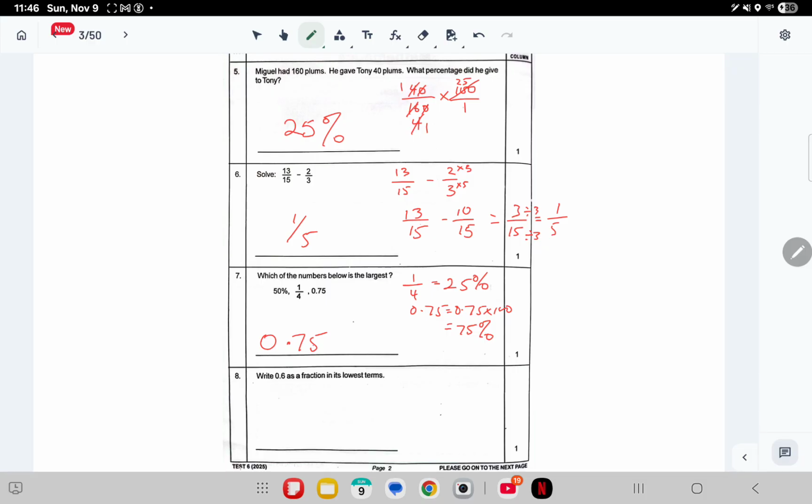Alright, 0.6 as a fraction in its lowest term. So when you have your decimal, first you draw your fraction bar or vinculum. Under the decimal point, you place a 1, and for all the numbers on the right hand side of the decimal point, you put a 0. So now this becomes 6 over 10. We realize both numbers can be divided by 2. So 2 could go into 6 3 times, 2 could go into 10 5 times. So we have 3/5.